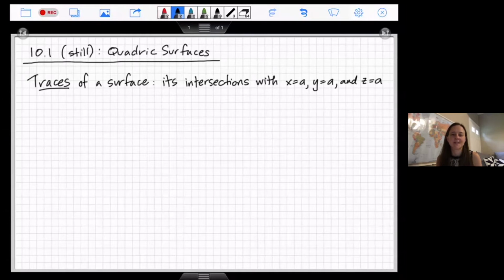So we're still in section 10.1, and today we're going to talk about quadric surfaces. I want to remind you of a definition that I gave you last time, the traces of a surface. The traces of a surface are its intersections with any planes that are parallel to one of the coordinate axes. Those are the planes that we get with just x equals a number, y equals a number, and z equals a number. So we'll just hop over to GeoGebra and remember what these look like.